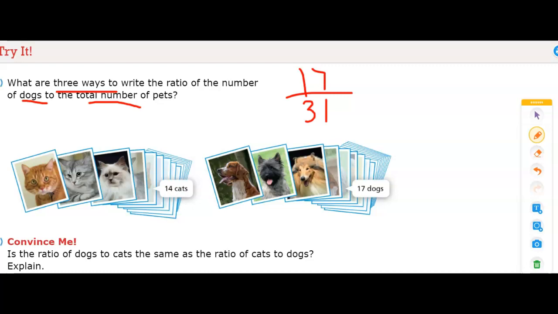So this is just one way, so we need a second way. The second way would be to write the first number and then the colon and the second number. That's the second way. Another way to write the ratio would be in words. So you would write 17 to 31. So these are the three ways that you can write a ratio when given a problem.